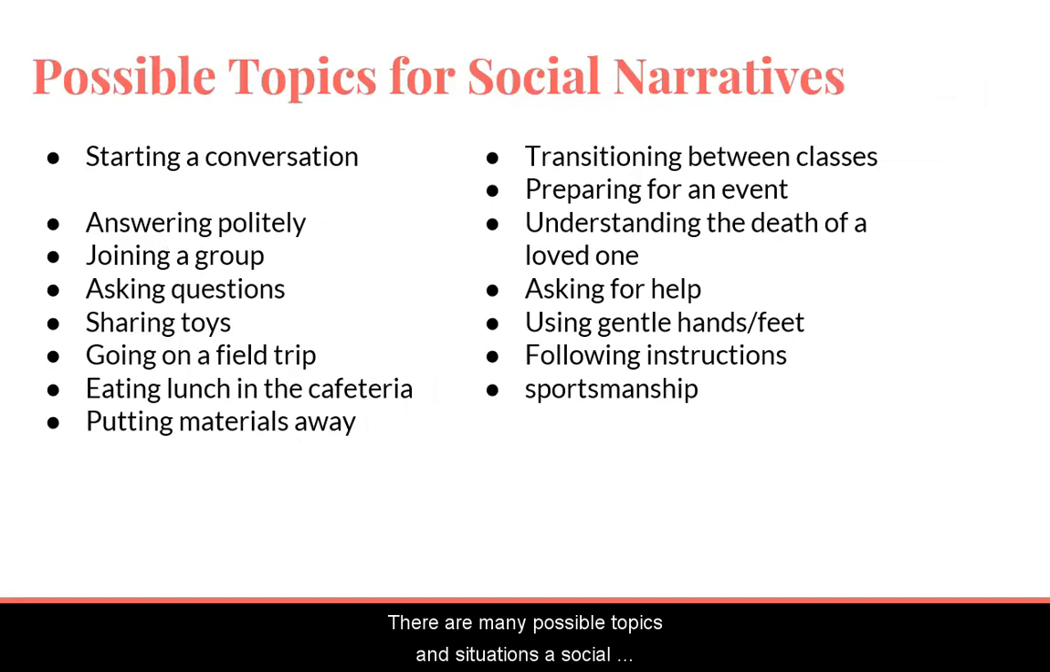There are many possible topics and situations a social narrative may be used. Some examples include starting a conversation, answering politely, joining a group, asking questions, sharing toys, going on a field trip, eating lunch in the cafeteria, putting materials away, transitioning between classes, preparing for an event, understanding the death of a loved one, asking for help, using gentle hands and feet, following instructions, and having good sportsmanship.